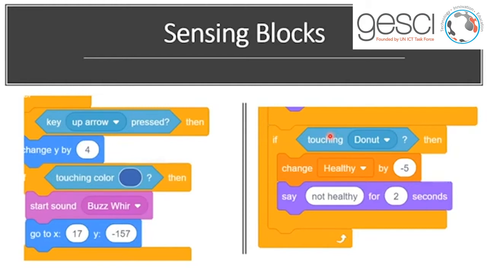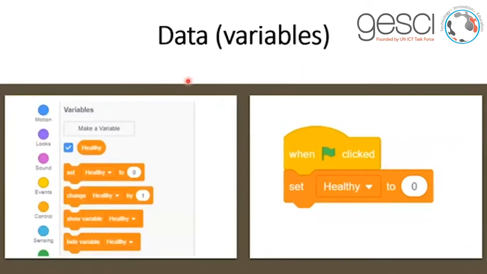And then we were able to look at variables. We didn't look at lists, but we looked at variables, where we created a variable for health, which was supposed to capture the points for eating healthy, or eating the fruits. At the same time, it was supposed to help us reduce the points once you eat the snacks.